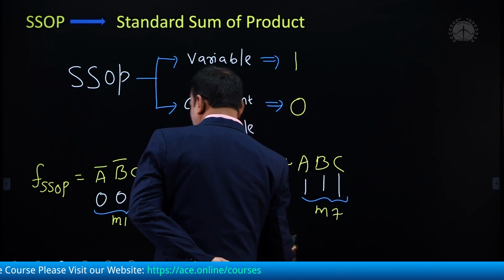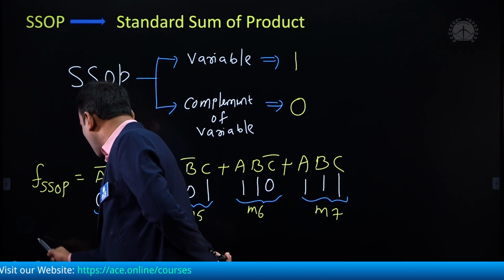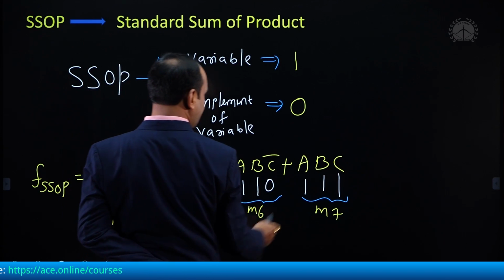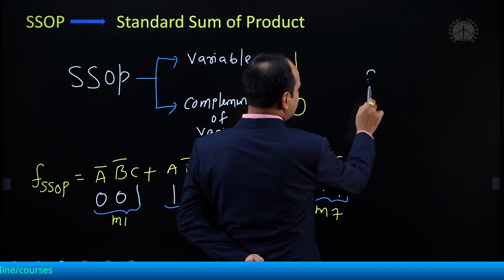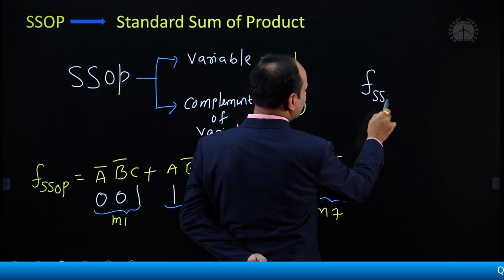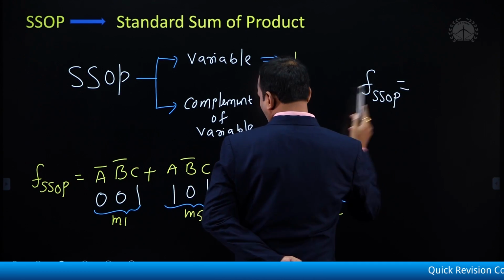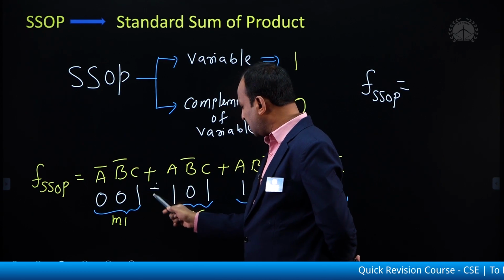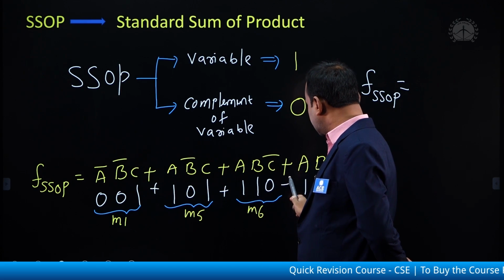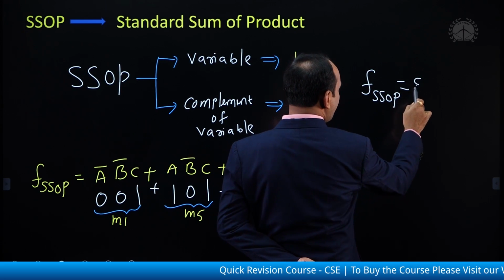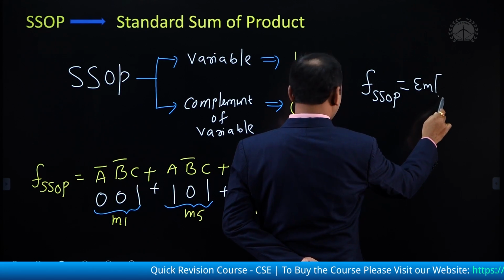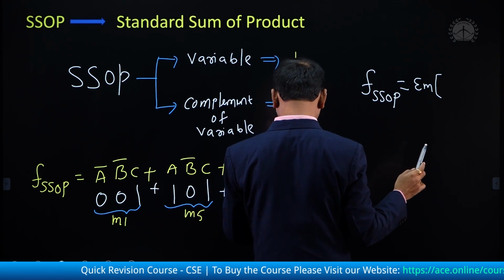7. So the same thing we can also write as f of SSOP, function of SSOP. We can also write it with a plus symbol in between. Due to the plus symbol, we take sigma m of 1, 5, 6, 7.